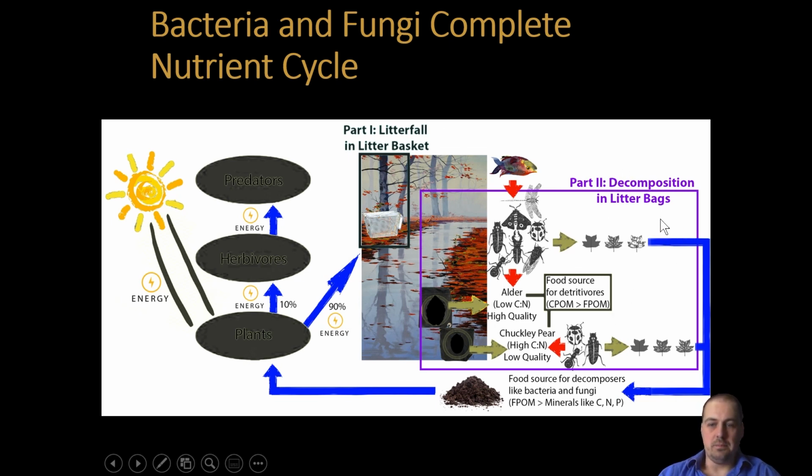And so, of course, all of these nutrients get recycled. So the inverts break C-palm down into F-palm, and then the F-palm is broken down into the raw minerals like carbon, nitrogen, and phosphorus by bacteria and fungi, which are decomposers. And all of these minerals go back into the soil, which is utilized by plants, and the whole nutrient cycle starts over again.